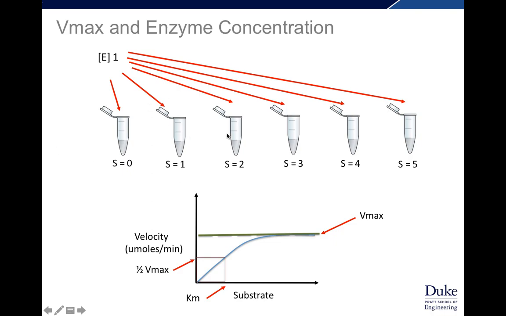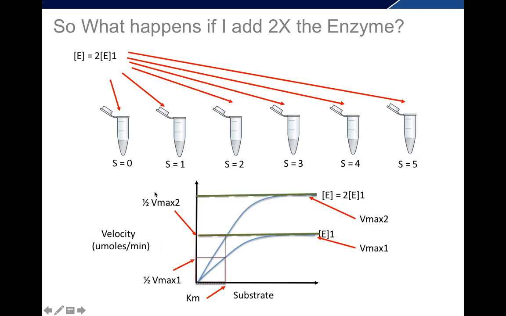But what happens if you just double the amount of enzyme that you add to the reaction? If you double the amount of enzyme that you add to this reaction, you will get twice as much of a Vmax, right? The Km will stay the same, meaning the half Vmax will still be at the same point, but your Vmax will increase, right? And this is because this velocity is not just a function of the substrate concentration, but it's a function also of the amount of enzyme you add to the reaction, right? So it's actually a function of micromoles per minute per milligram of protein.